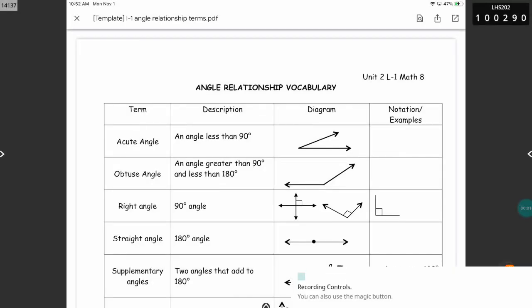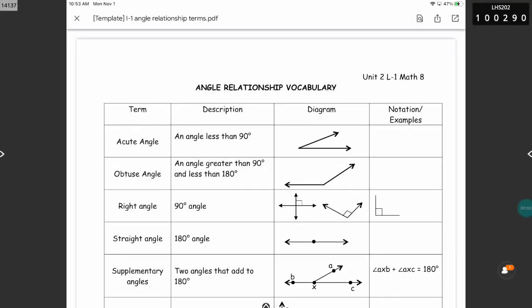Under angle relationship vocabulary, an acute angle is an angle less than 90 degrees. An obtuse angle is an angle greater than 90 but less than 180. Okay? It does have to be less than 180, it can't be more. A right angle is a 90-degree angle. A straight angle is a 180-degree angle. It is a straight line.